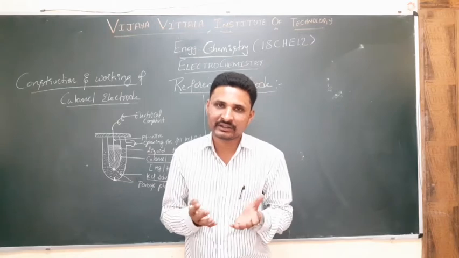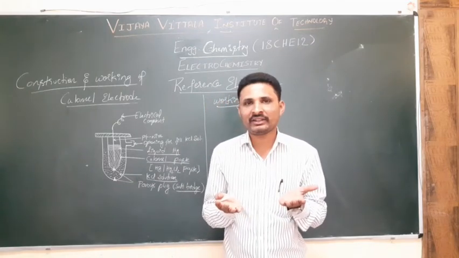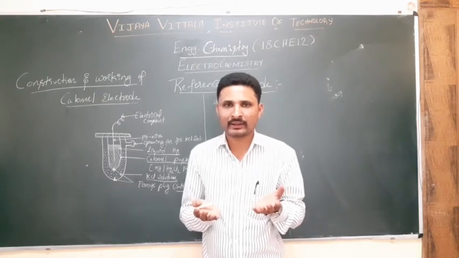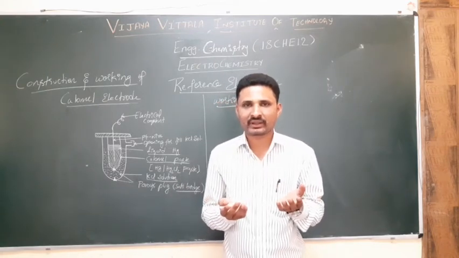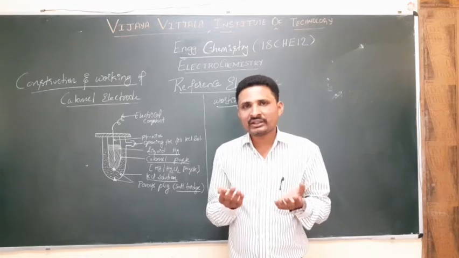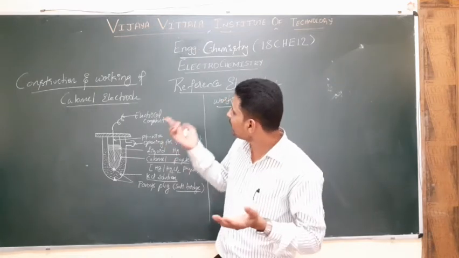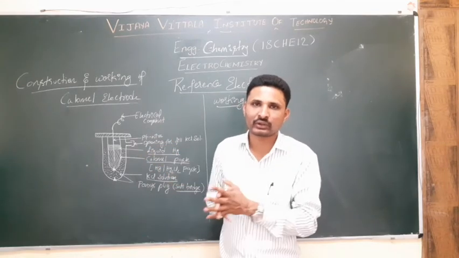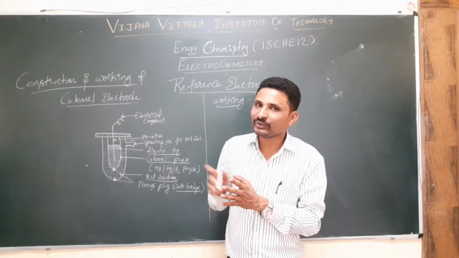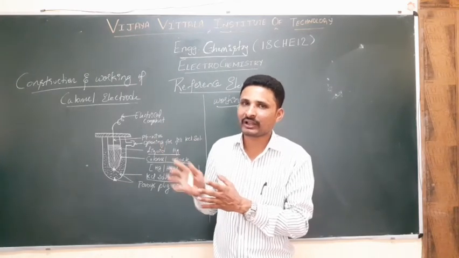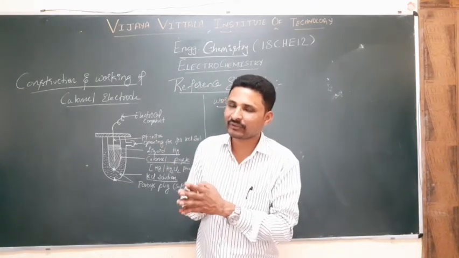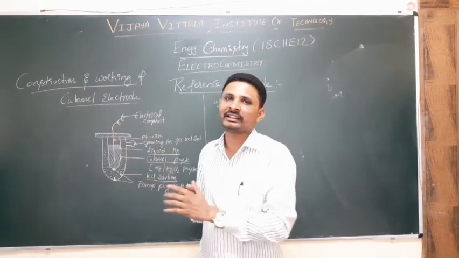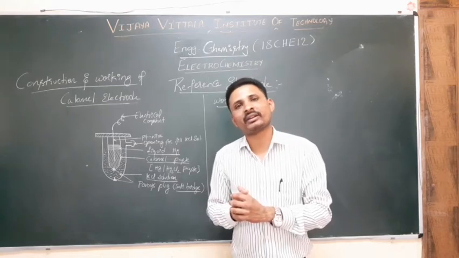As we know, the cell has two electrodes connected. While constructing this cell, this reference electrode is on one side, and we know its electrode potential value. That's why we keep this as a reference while calculating the electrode potential for the other electrode.